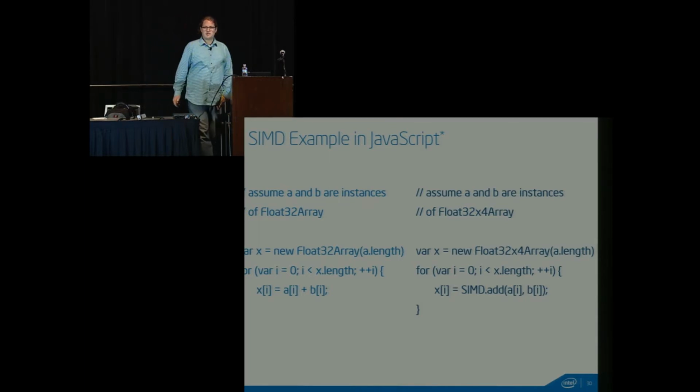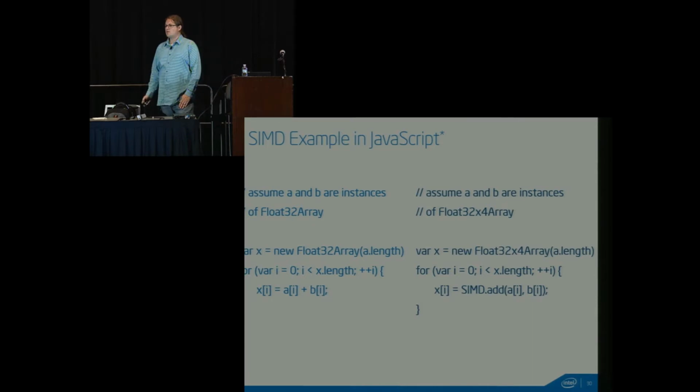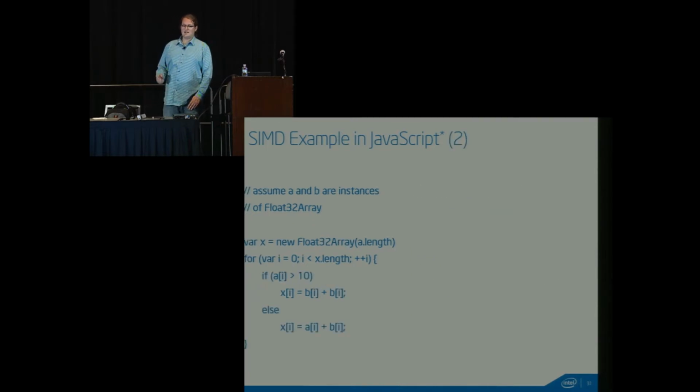So let's do a slightly more complicated example. Right? This one is very straightforward. Let's look at something that actually has some control flow. I said before, doing control flow is difficult. So here's a very artificial example that tries to bring this home. Again, we have the same setting. We have arrays A and B. They're Float32 arrays. We create a new array X, which is also a Float32 array.